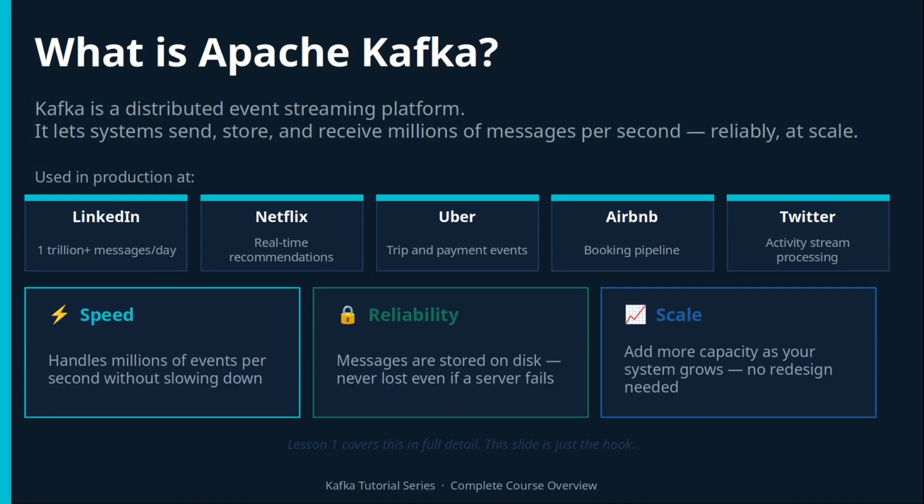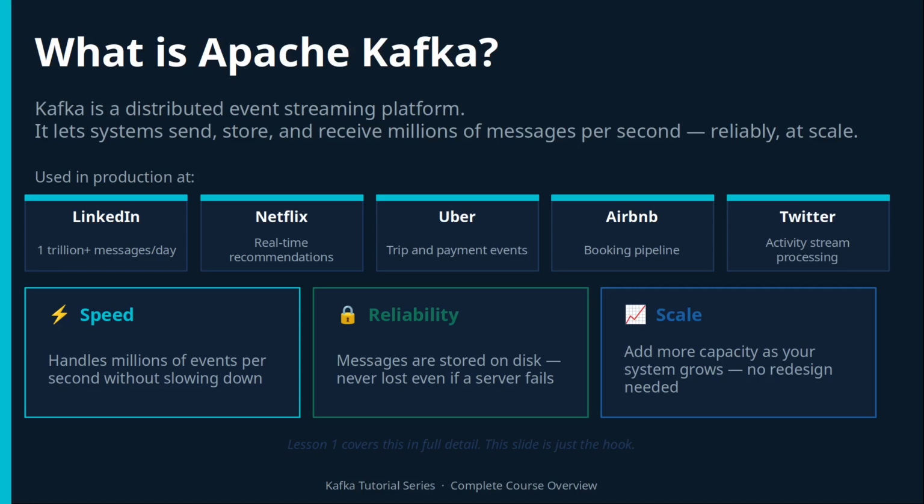Before we go through the lessons, what exactly is Apache Kafka? Kafka is a distributed event streaming platform. It lets systems send, store, and receive millions of messages per second, reliably at scale. You have definitely used products powered by Kafka without knowing it.